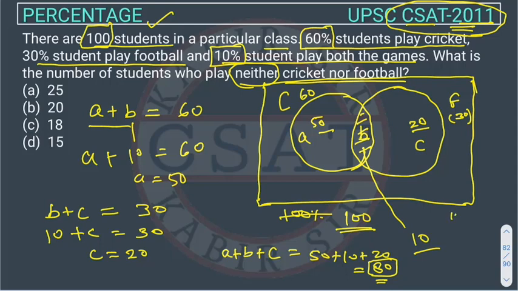So we can minus 80 from 100, right? So it will come 20. So there are 20 students who are not playing any games. So the answer will be option B, right? I hope everyone understood this.